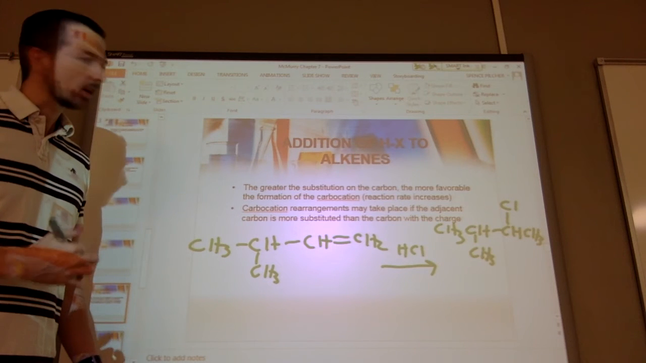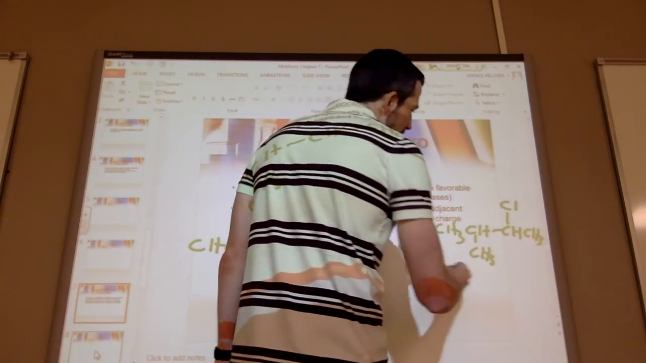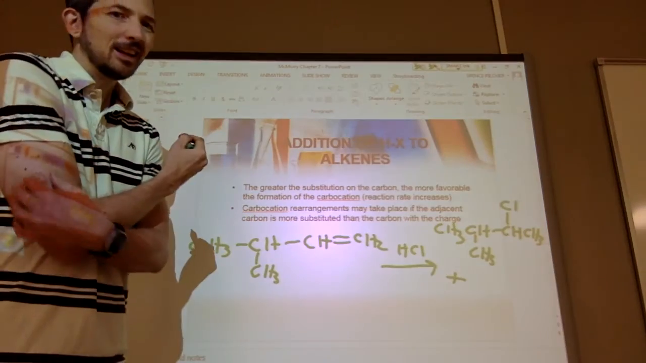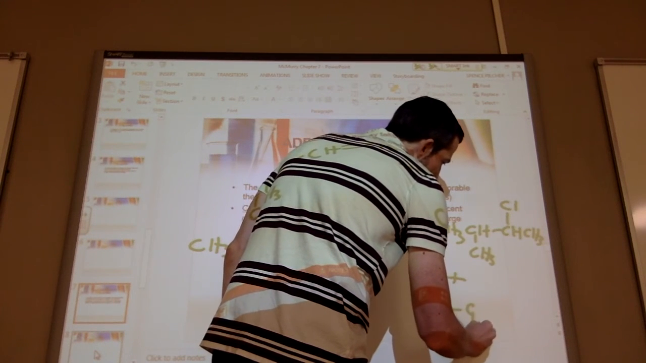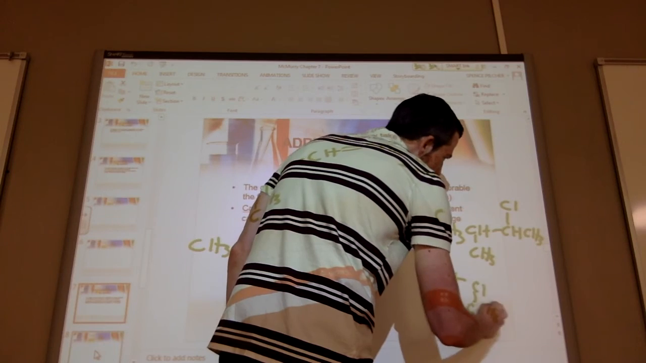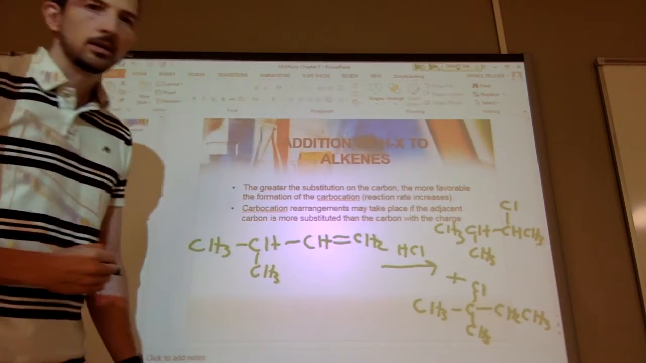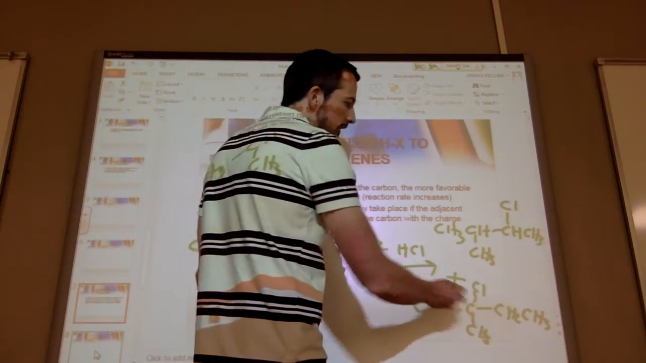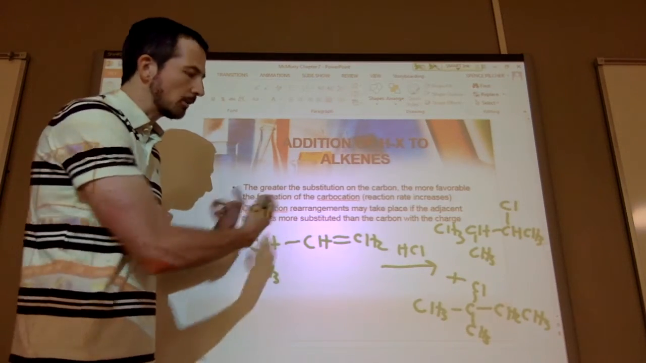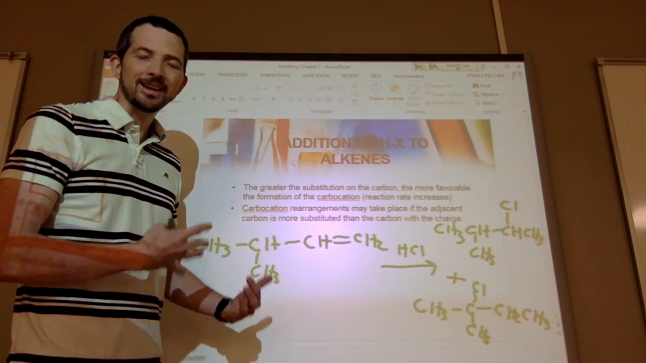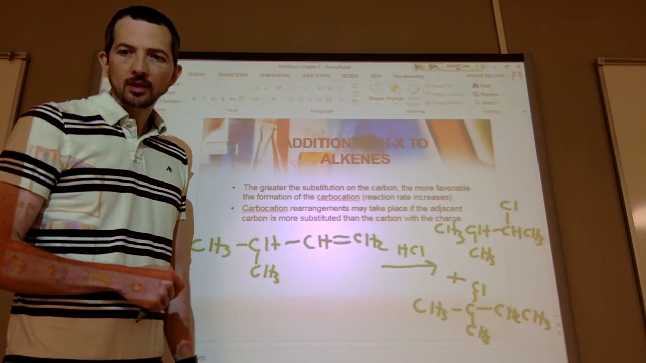Okay. But when I go into the lab and actually do this reaction, that's not the only product I get. I see a product that looks like this as well, where the chlorine is attached to this carbon. So how did that happen? That carbon is not even a part of the double bond. So how did the chlorine end up over there? So to answer that, I have to look a little bit closer at the mechanism.